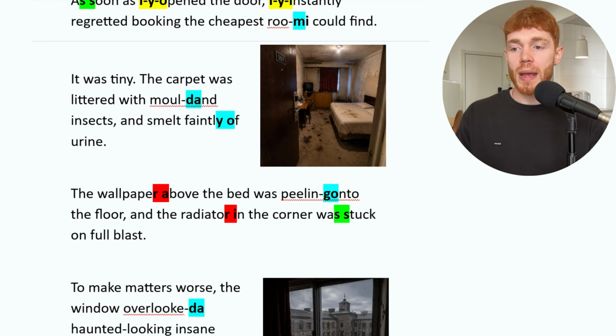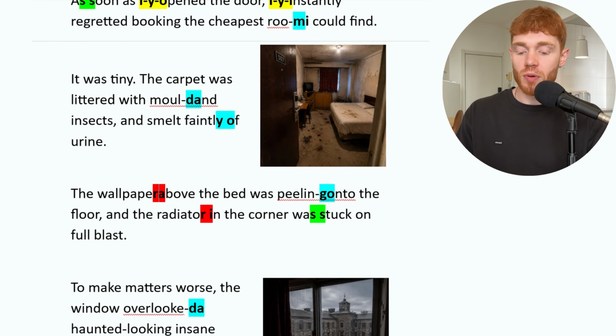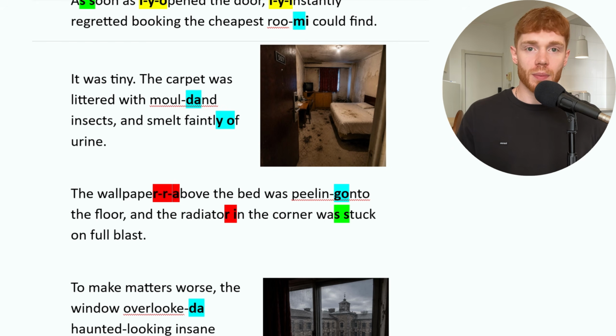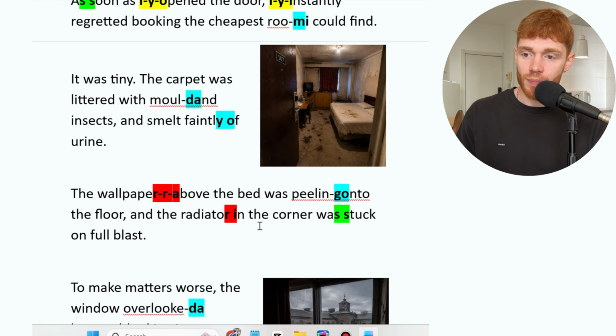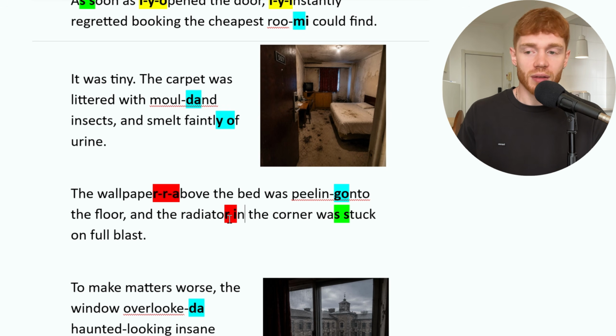So, wallpaper above. When we say wallpaper, there's no R. When we say above, there's no R. But when we say these words together, the wallpaper above, we do actually include this R. Or here, radiator, we don't say the R. In, there's no R. Radiator rim.